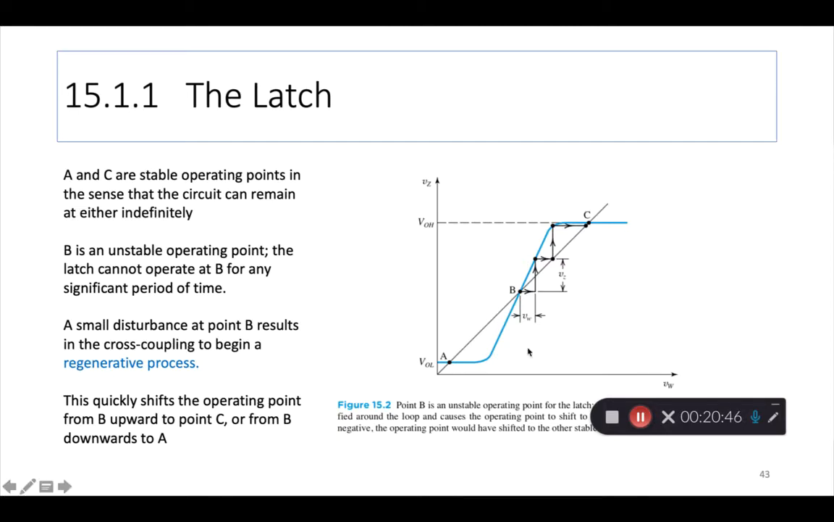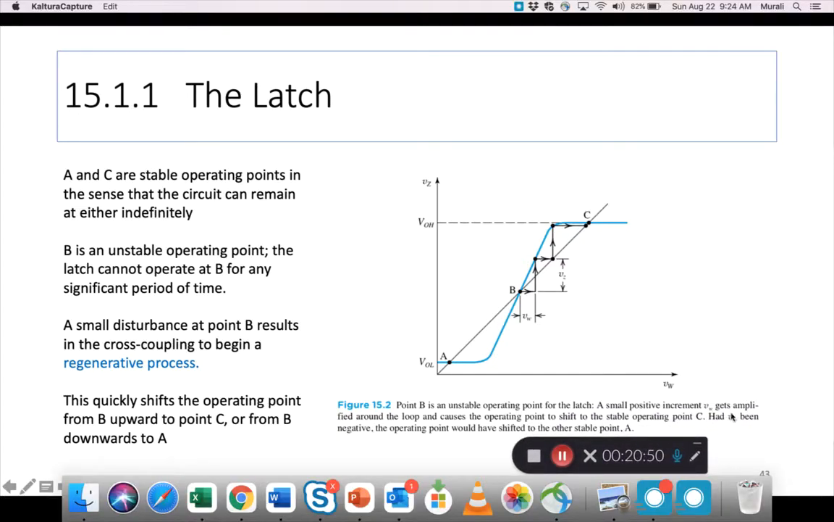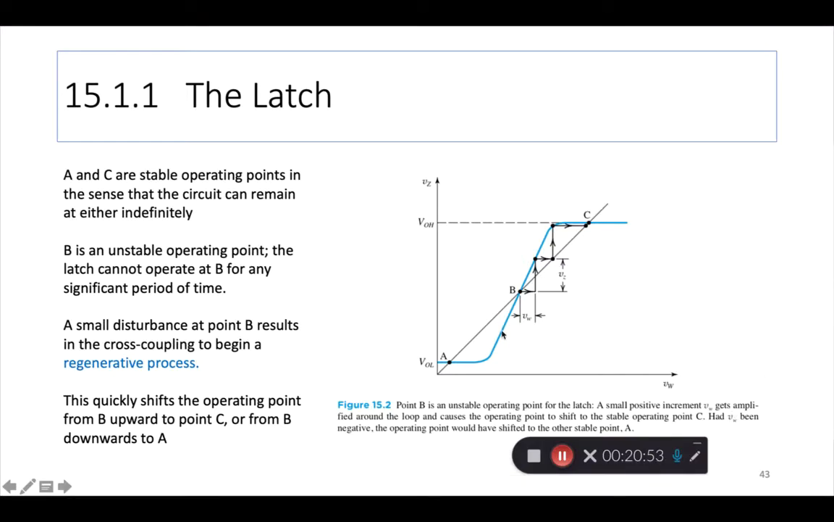Now, with that understanding, in the textbook, we get a little more of a description on how the bistable circuit operates in terms of its inverters' behaviors. So A and C are stable operating points in the sense that the circuit can remain at either indefinitely. Now there is a point B in the middle.